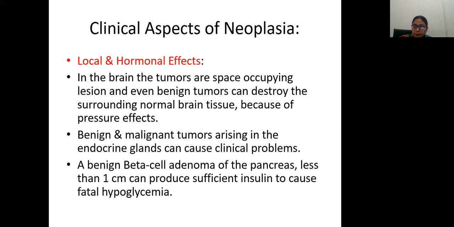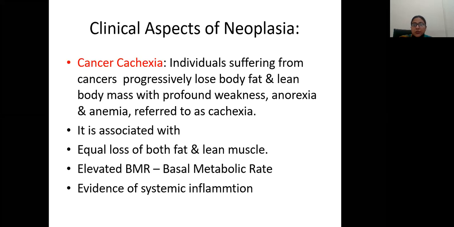fatal hypoglycemia. Clear? So beta, keep it in your mind that the features of benign and malignant tumor also depend upon the location. Sometimes a tumor is benign but it is present in a certain location like in a brain, like in a pituitary gland, so it may cause pressure effects, it may cause serious types of symptoms. So now we will continue the discussion of clinical aspect of the neoplasia.